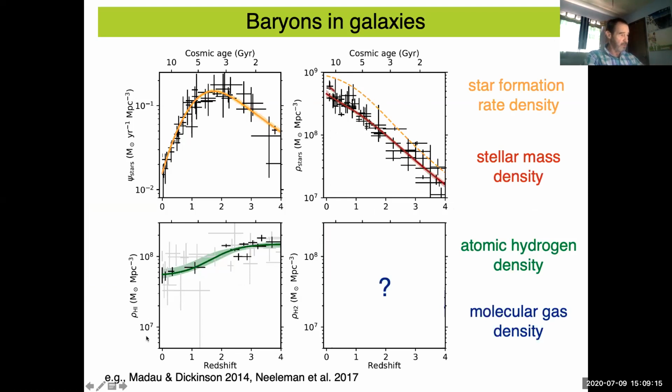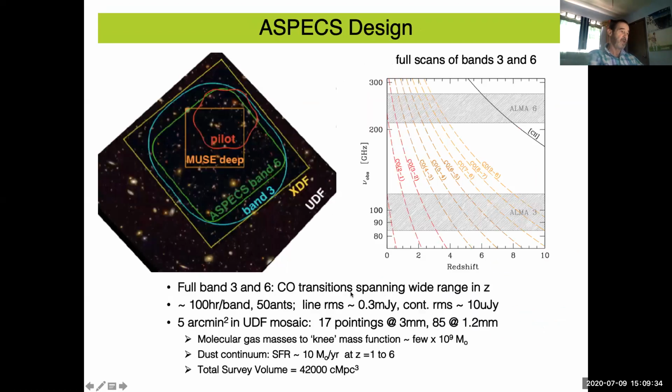We also know about the neutral hydrogen in galaxies. That's from damped Lyman alpha absorption in high redshift disk galaxies, and 21 centimeter emission at lower redshift. The question is, what's going on with the molecules? That really was what was driving us, because this is the direct relationship to the star formation. One slide on what the ASPECS survey is.